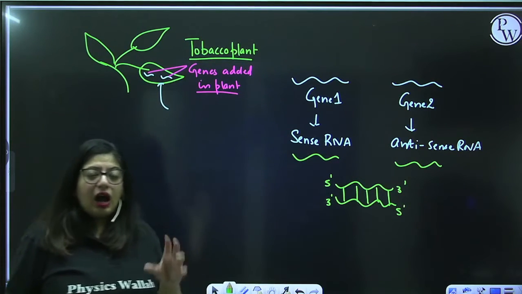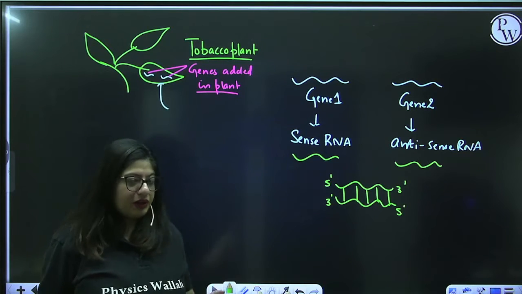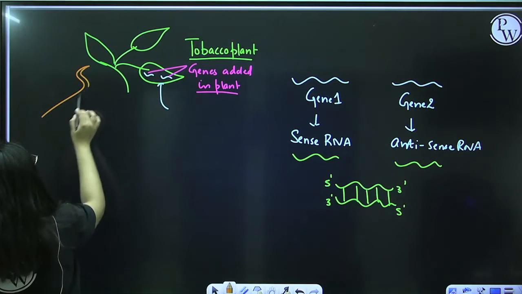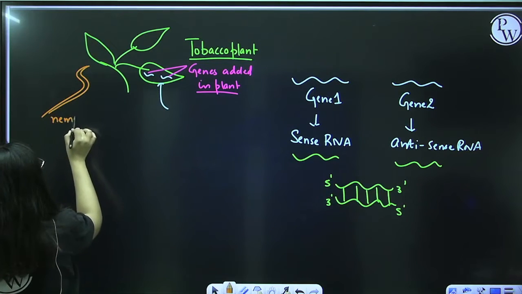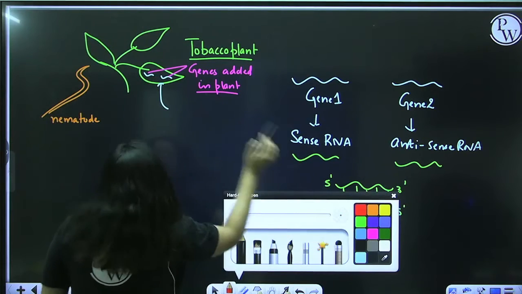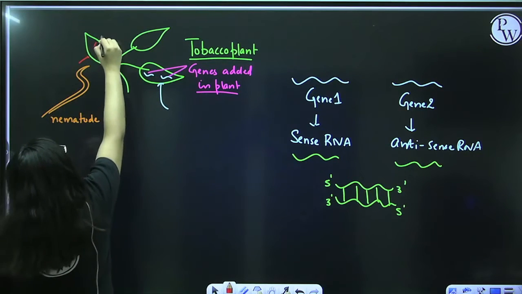Fine. How does Meloidogyne infect your plant? Whenever Meloidogyne has to infect your plant, imagine this is Meloidogyne. This is a nematode that is infecting. Whenever it has to infect your plant, it will produce mRNA.